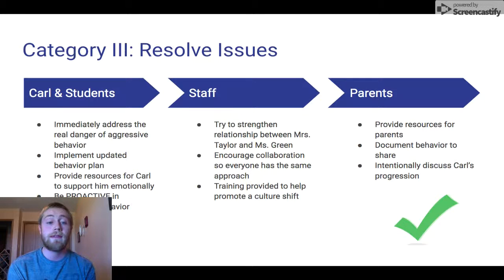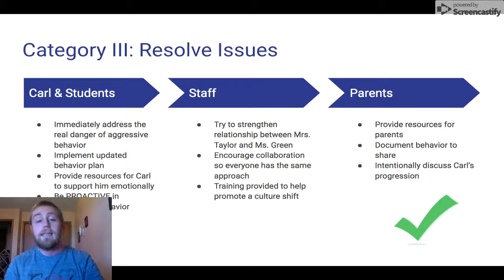Providing resources for Carl to support him emotionally. He does need a lot of support in this hard time. Providing those resources will do nothing but help. And being proactive in addressing behavior. Reacting to bad situations is great, but if we can be proactive and prevent them from happening, we're making even more progress.